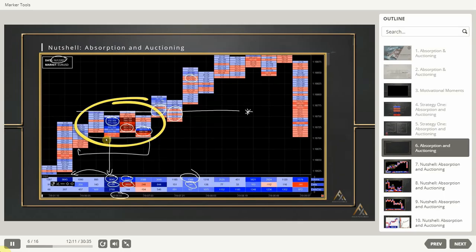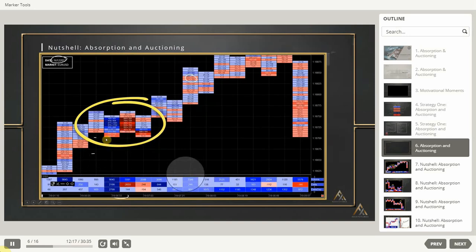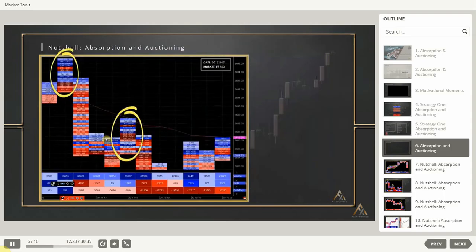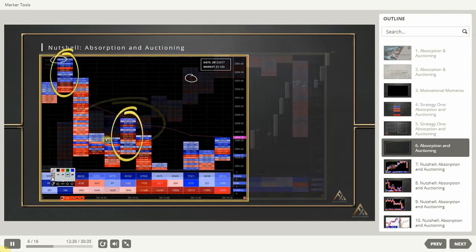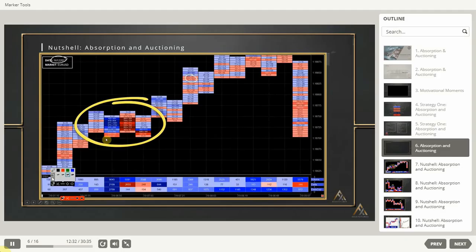Okay, so in terms of entry point, one of the mistakes that a lot of traders will make with any strategy is they want an exact execution. They want an exact entry, an exact exit. Okay, it doesn't work like that. The important thing to understand is that every one of these is a strategy, but in essence, we're looking to be long once the market retests or shows us some form of absorption.